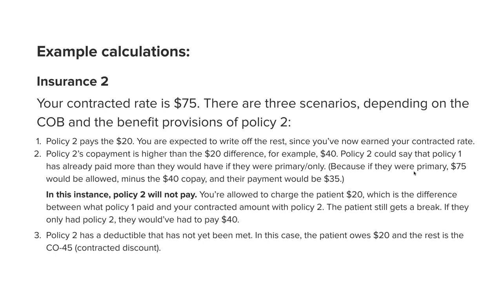So in this instance, you're going to get a zero, but you are allowed to charge the patient $20, which is the difference between what policy one paid and your contracted amount with policy two. And it's important to remember that even though it feels like you're being cheated, the patient is still getting a break, because if they would have only had policy two, they would have had to pay 40. So they're getting a break because now they only have to pay 20. And in the final scenario, let's say policy two has a deductible that hasn't been met. In this case, they apply that $20 to the deductible and the patient owes it. And the rest is your write-off.